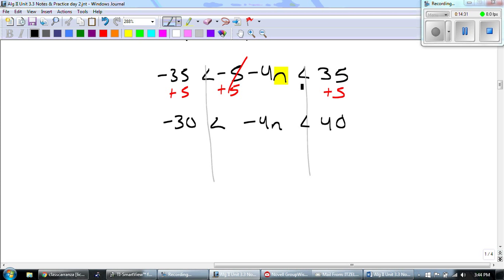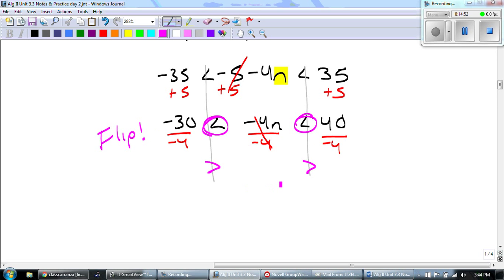Don't be adding things. Don't be like, oh, it's like this now. No. Don't change your signs. Now, to get the n by itself, I have to divide by negative 4. And when I divide by a negative, I have to flip. And just make sure you are flipping all of these signs. The variable is by itself. 40 divided by negative 4 is negative 10.